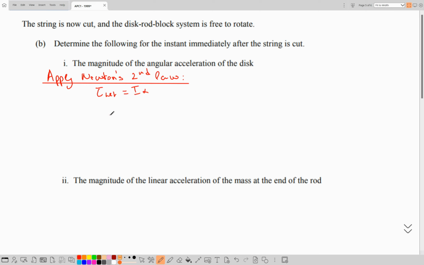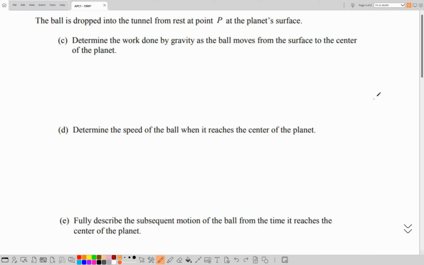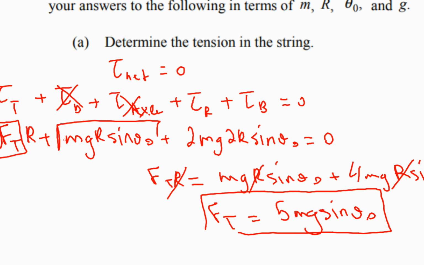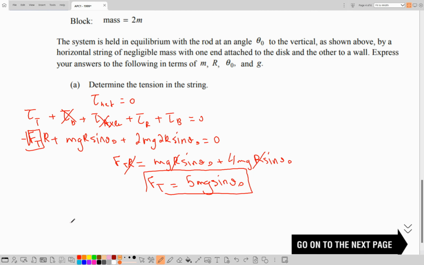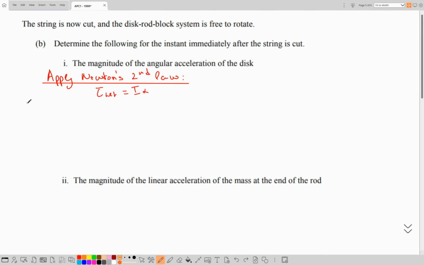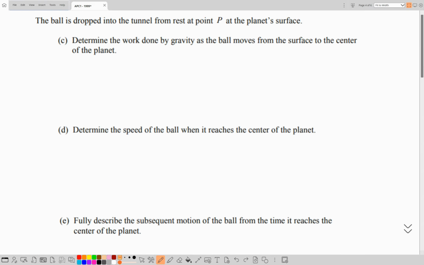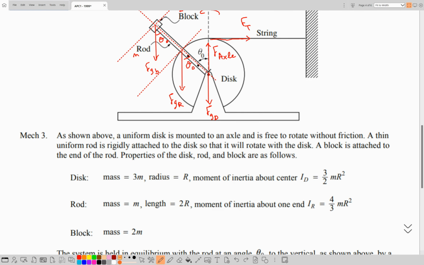And now what are the net torques acting on the system? We have lost the tension, so the only two torques acting on the system are given by this one and this one that we have determined previously. So let me write. Then we can directly write mgr sine theta 0 plus 4 mgr sine theta 0. And what does I represent? I is the rotational inertia of the system around our axis of rotation.